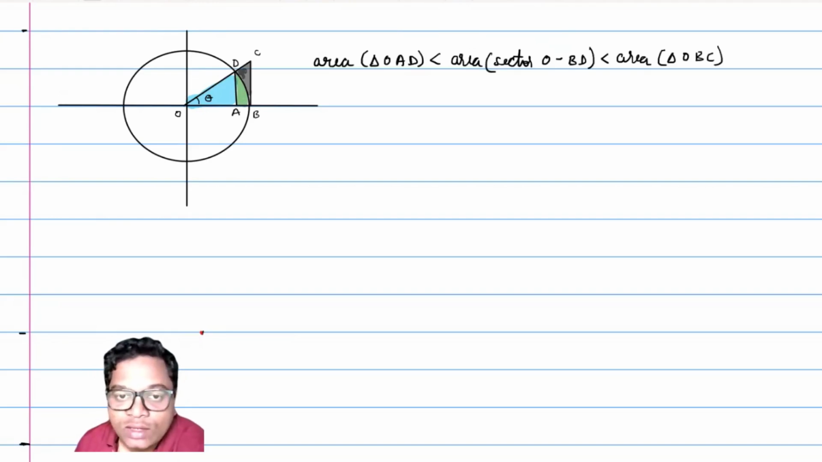Now, how to find the area of the triangle? You know that this drop is a 90 degree. This is a tangent. So this is half base into height.